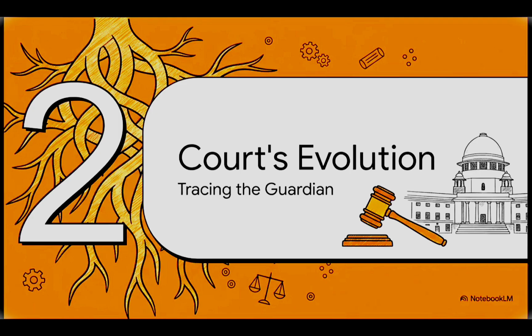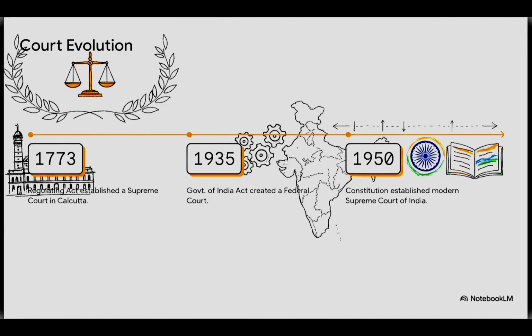All right, let's move to Part 2 and see how this builds. Supreme Court's historic evolution, tracing the guardian of the law. The concept of a supreme judiciary didn't just magically appear out of nowhere in 1950. The seeds for this were actually planted way back in the 1773 Regulating Act, which established a Supreme Court in Calcutta. Fast forward a bit, and the Government of India Act of 1935 created a federal court just to resolve disputes between provinces. Finally, this whole evolution culminated on January 28, 1950, when the modern Supreme Court of India officially came into existence, armed with immense constitutional authority.